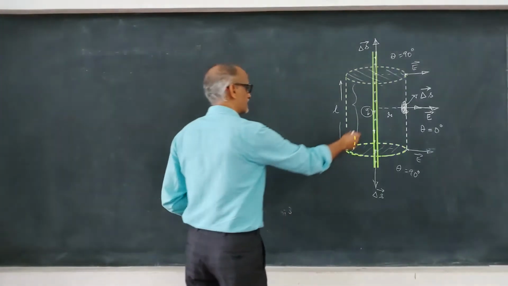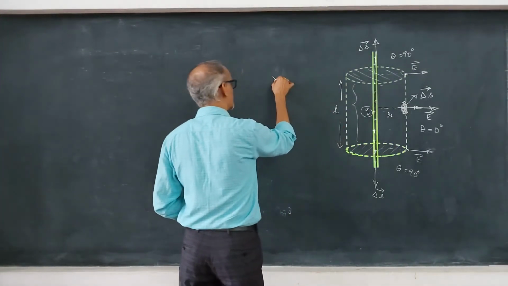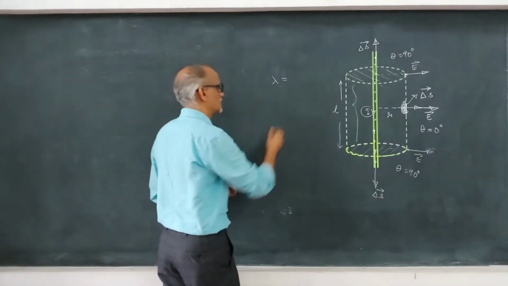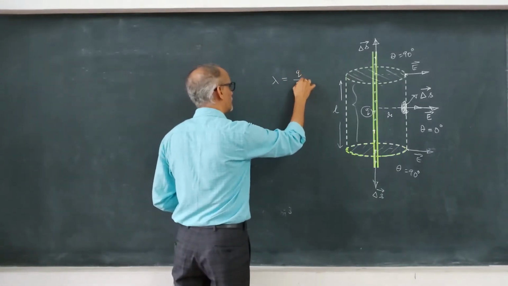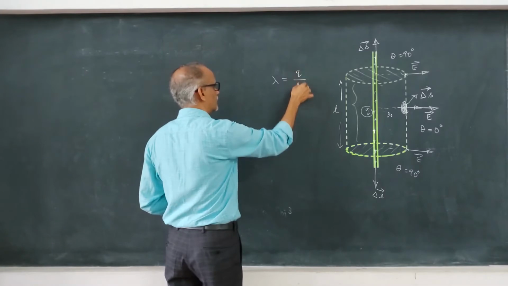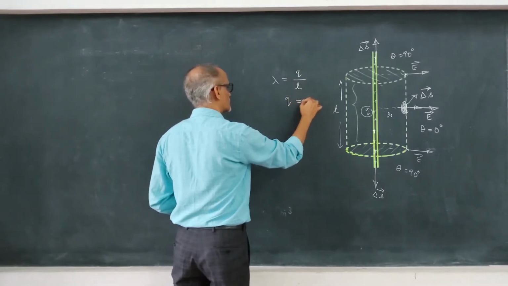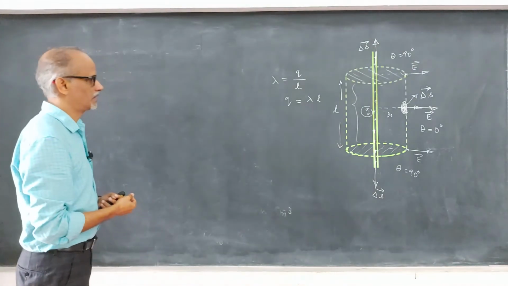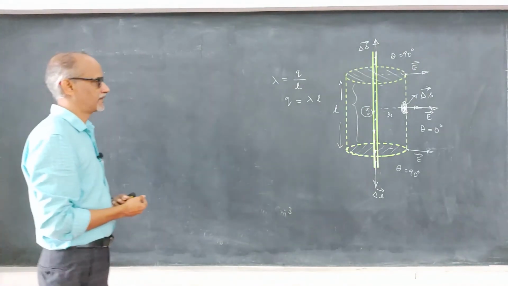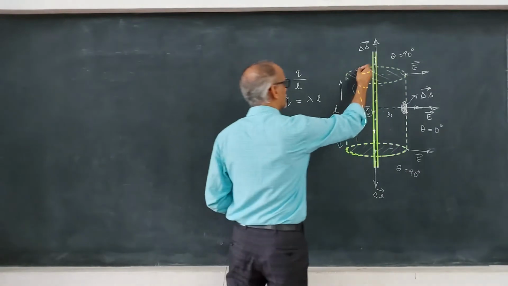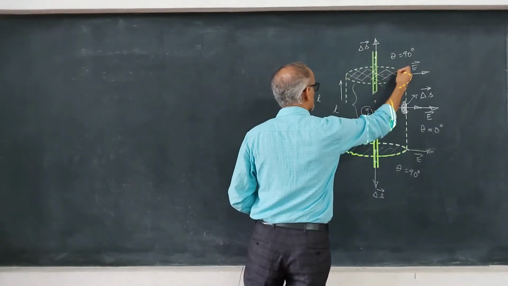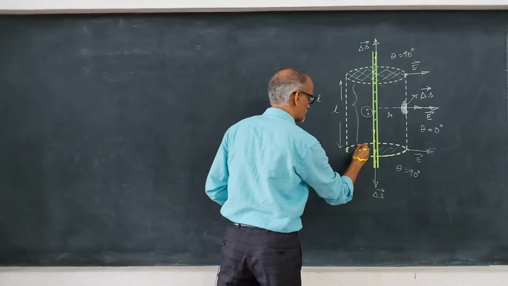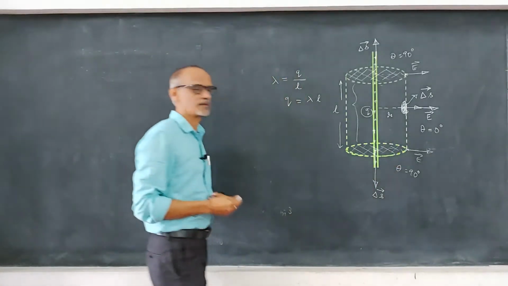And we can always define linear density of the charge, which is lambda, equal to charge per unit length, Q by L, so that the charge enclosed is equal to lambda into L. So now let us find the flux. The flux through this surface and the flux through this surface is 0.